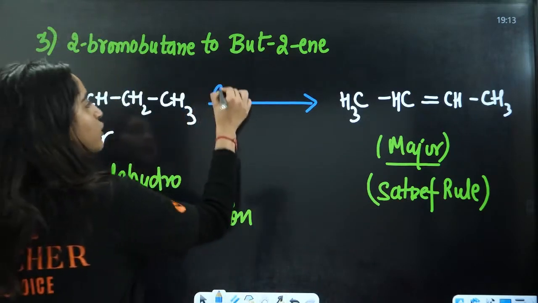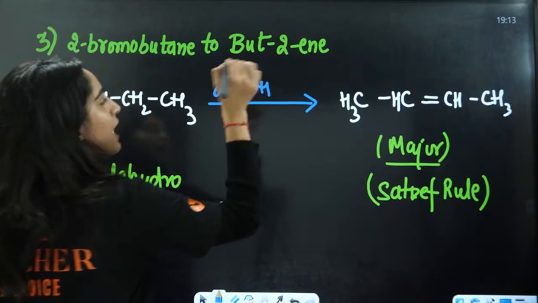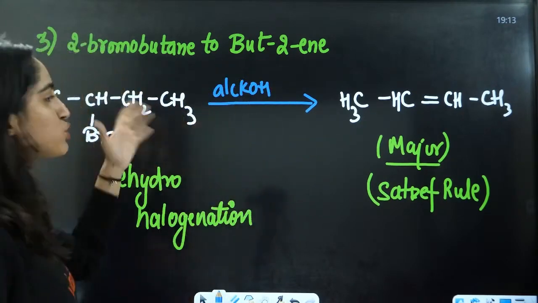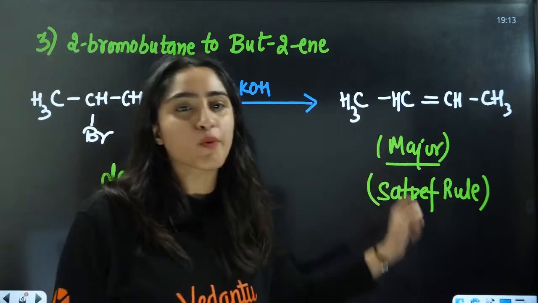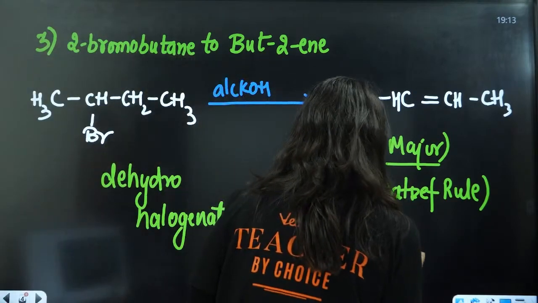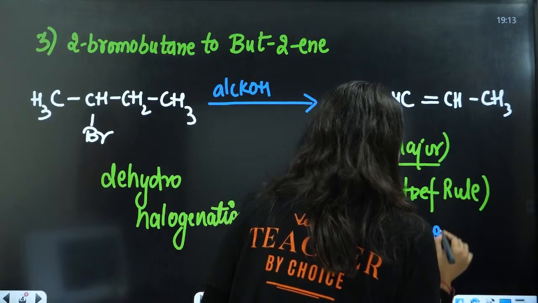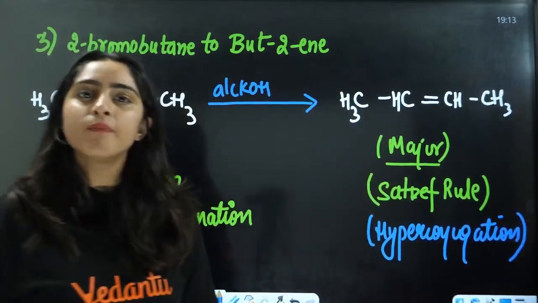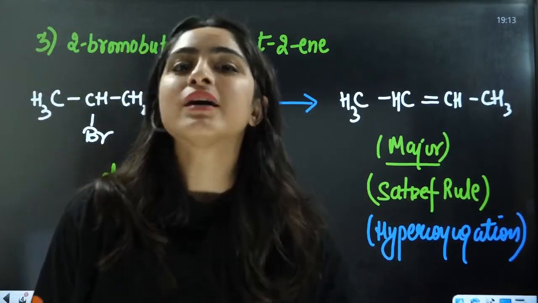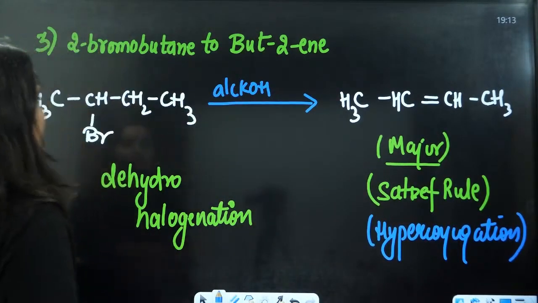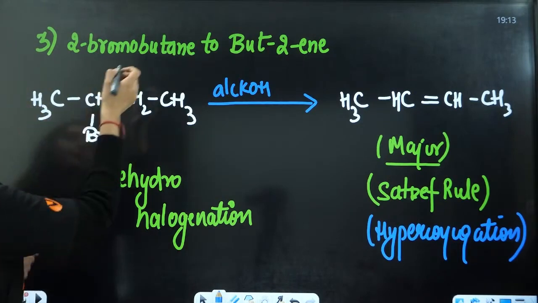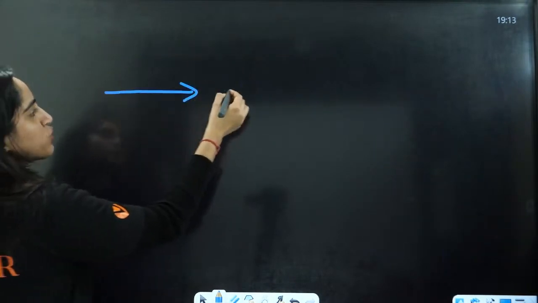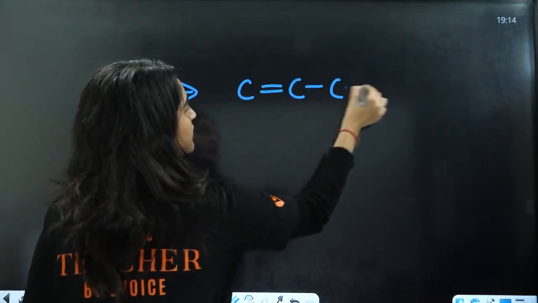So this is alcoholic KOH. Alcoholic KOH is responsible for the dehydrohalogenation, and this is going to be the major product according to hyperconjugation. The more the number of alpha hydrogens, the more stable the alkene formed. That is why bromine from here and hydrogen from here; we cannot form this one. If you say from this, ma'am, we can also form this product, that is this one.